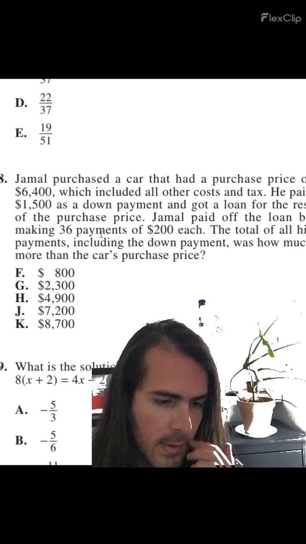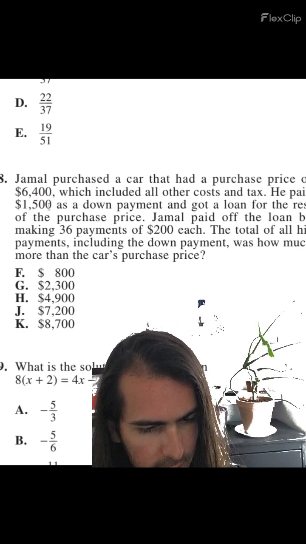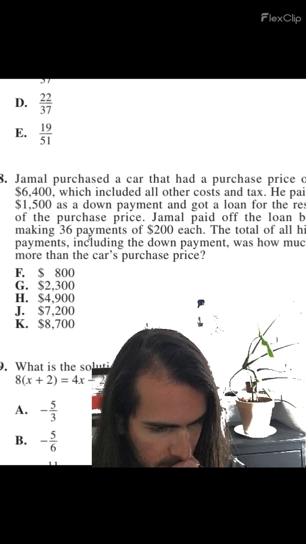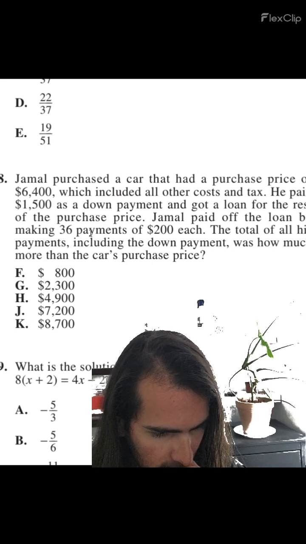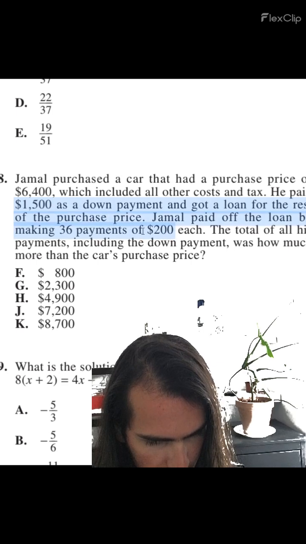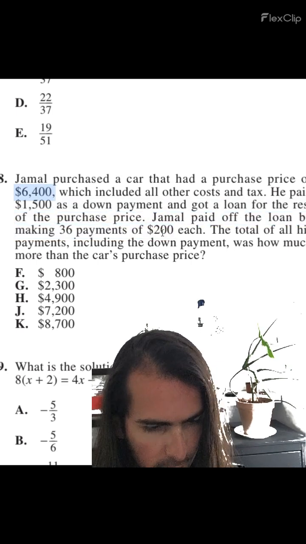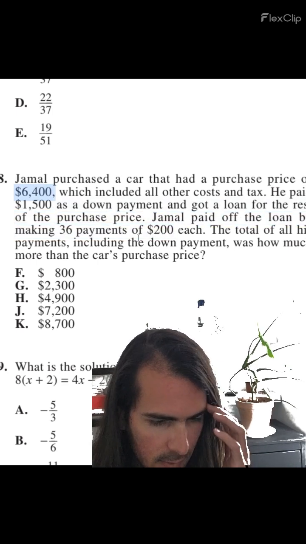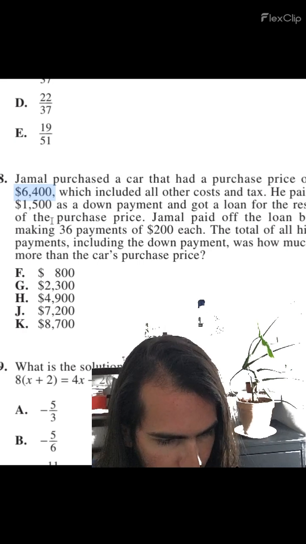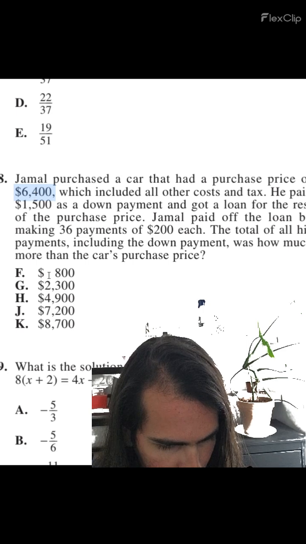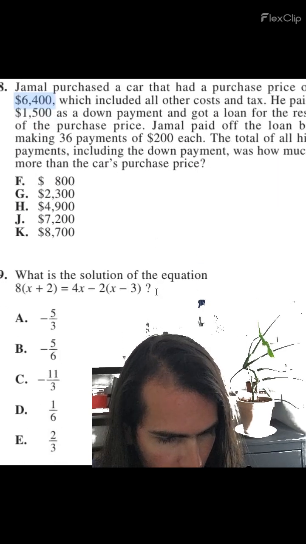Number 8, we have 6,400, 1,500, and 200 each. Okay, for 36. Okay, how much more was this than this? So, okay, 2 times 36 is 72 with 2 zeros. We're going to add 15 to 72. We're going to 87. Subtract 64, you get 23.